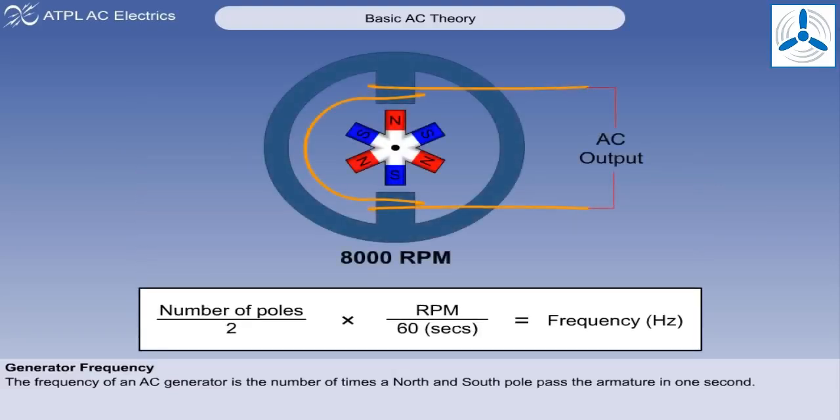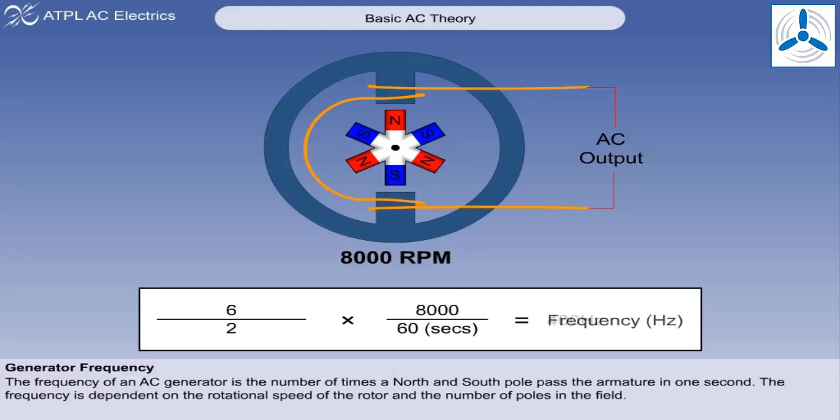For example, a 6-pole generator rotating at 8,000 RPM will have an output frequency of 6 divided by 2 multiplied by 8,000 divided by 60, which is 400 Hertz. We can see from this that the frequency of an AC generator is dependent on the rotational speed of the rotor and the number of poles in the field.